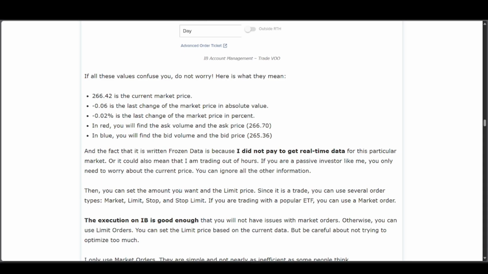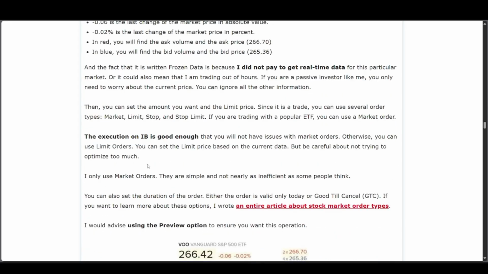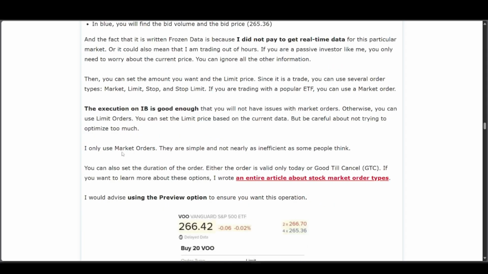But anyways, then you need to set the amount you want and the limit price. Since it's a trade, you can use several order types like market, limit, stop, and stop limit. If you are trading a popular ETF, you can use a market order. The execution on IB is good enough that you will not have issues with market orders. Otherwise, you can use limit orders, and you can set the limit price based on the current data, but be careful not to try to optimize too much. Most long-term investors only use market orders, which is simple and not nearly as inefficient as some people think.